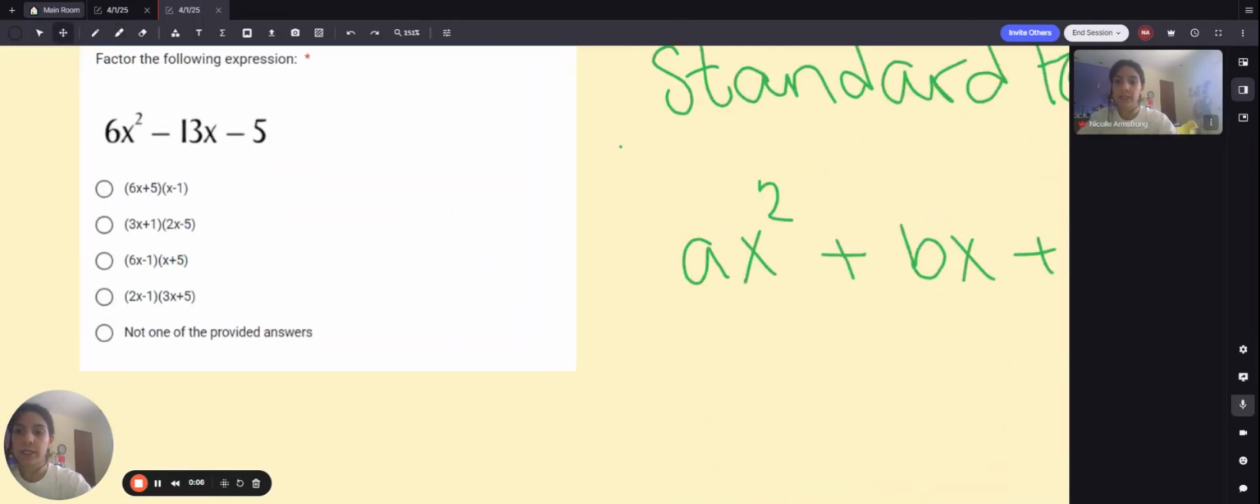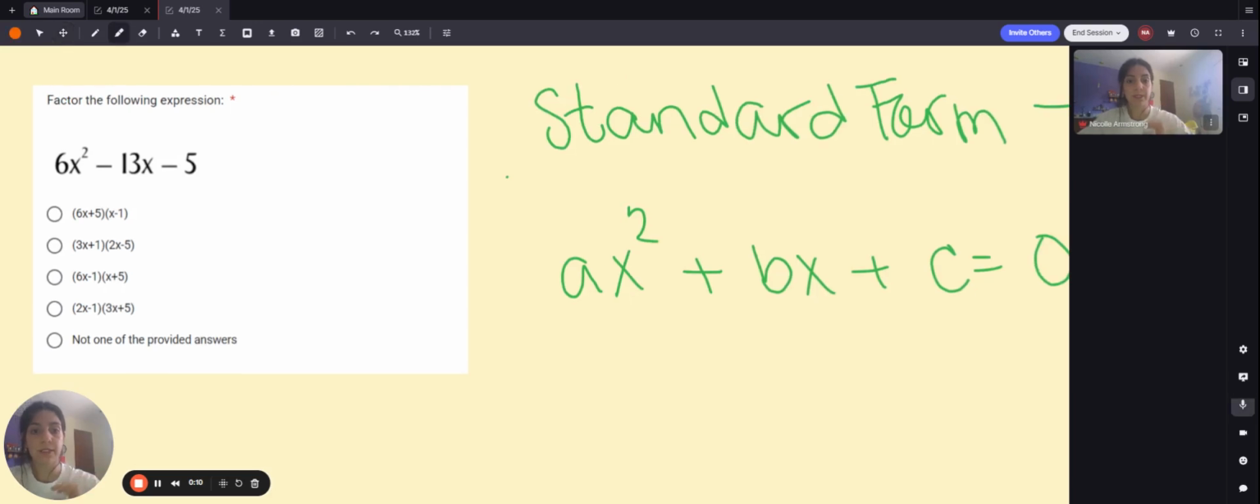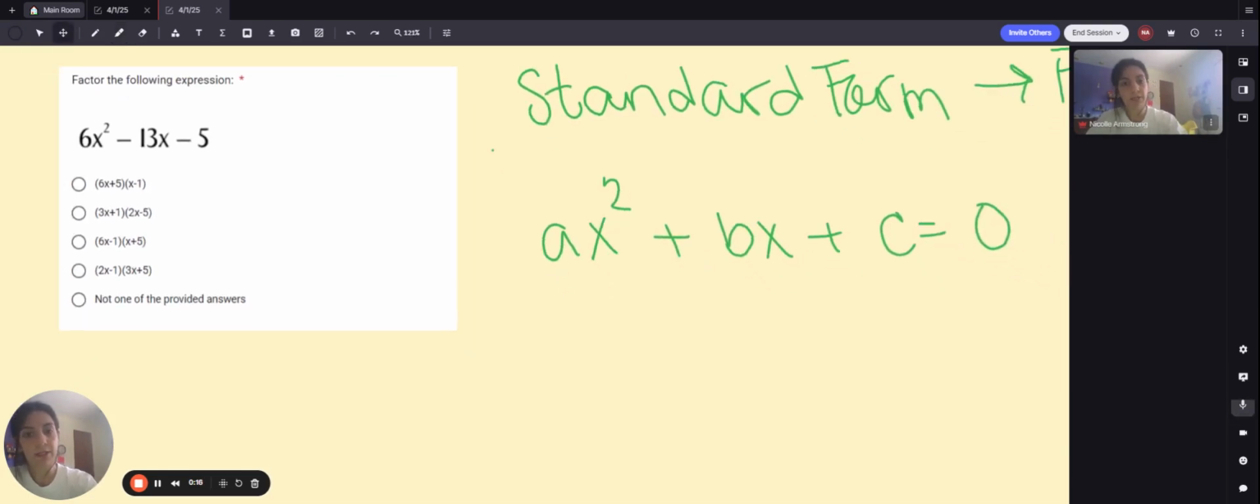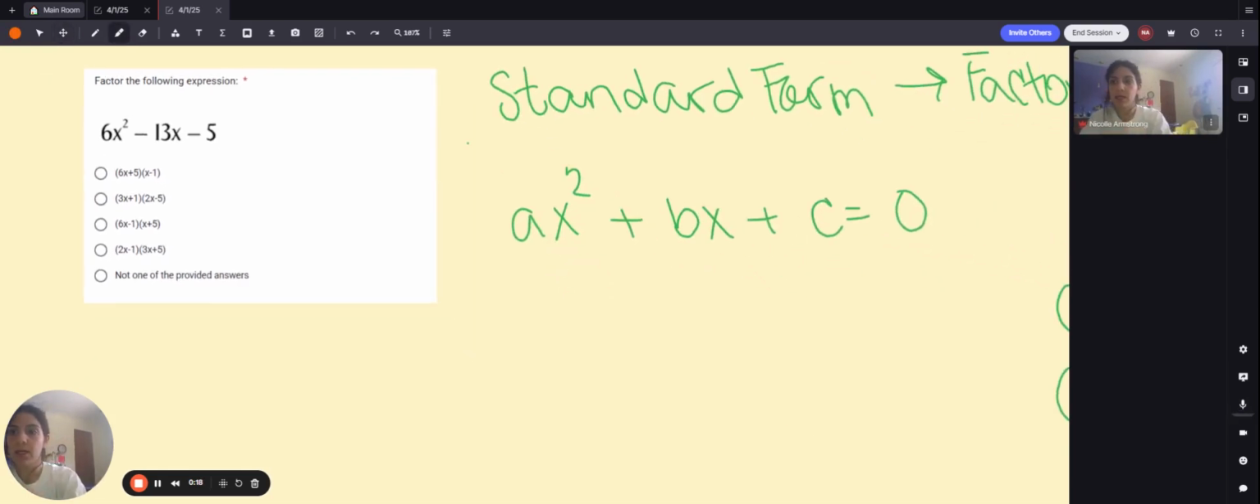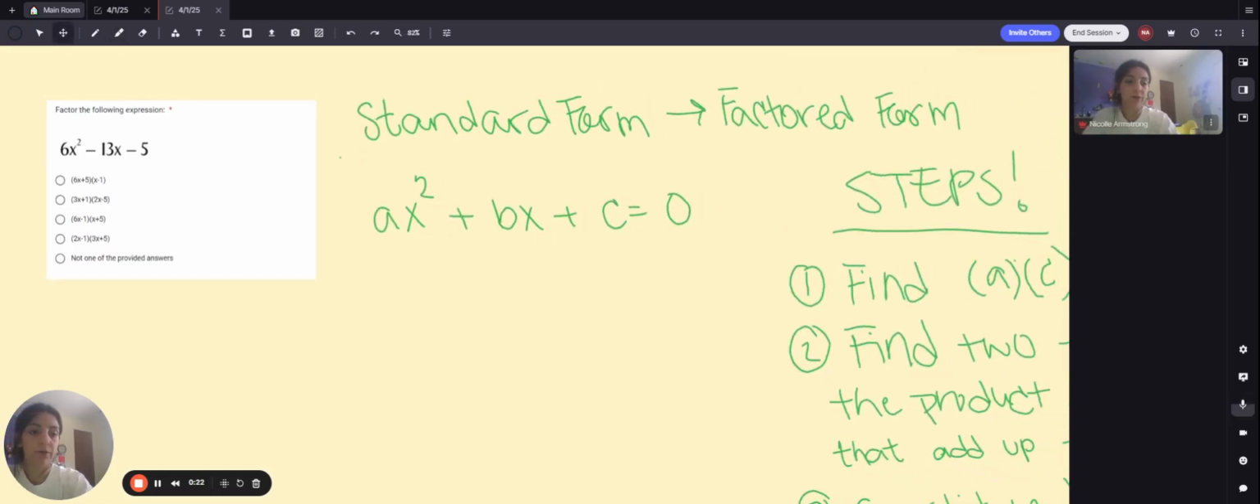What we're given is a quadratic expression in standard form. So it is in the form of ax squared plus bx plus c equals 0. That's the equation, but we're just given the expression. So our first step is to find the product of the coefficients a and c. It's always good to note which coefficients are representing a, b, and c.